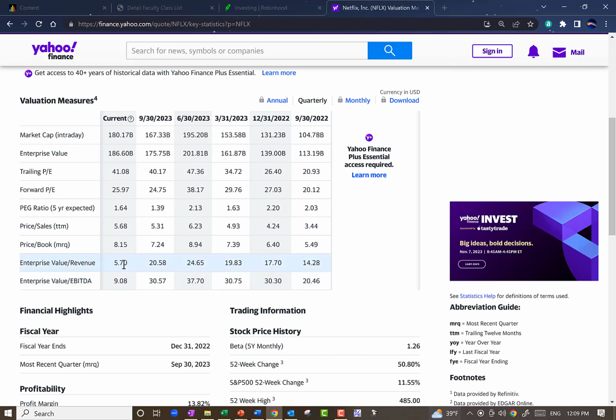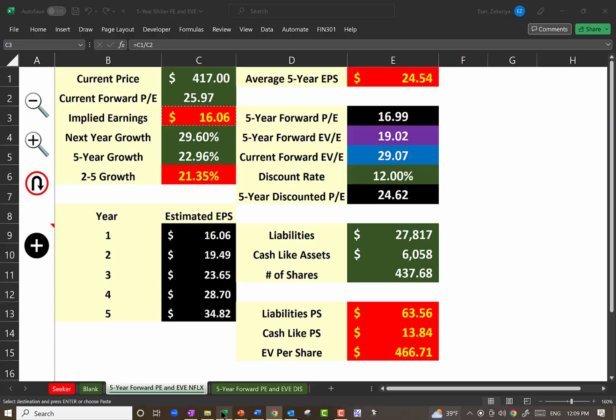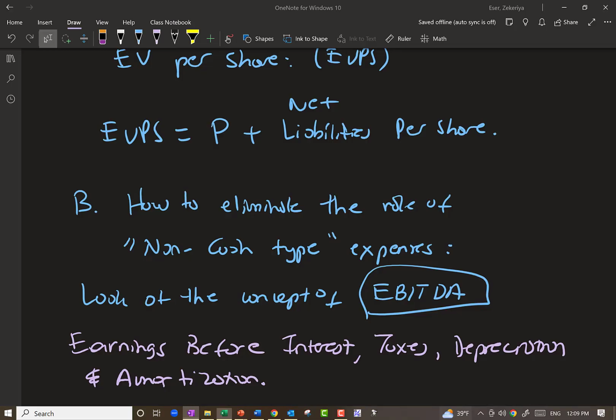For example, they have a number called enterprise value over revenue, okay? Well, since we know their revenue for trailing 12 months, we can figure out enterprise value. We are doing Netflix, right? So we have an enterprise value per share of $466.71. I'm basically trying to get the forward version of EV over EBITDA on the cheap without doing too much work. But if need be, we will do that work. It's kind of quick and dirty stuff.